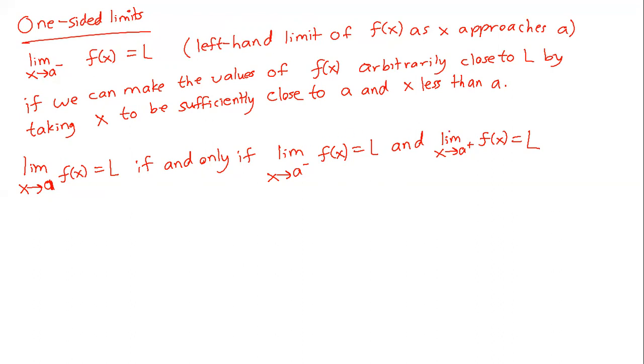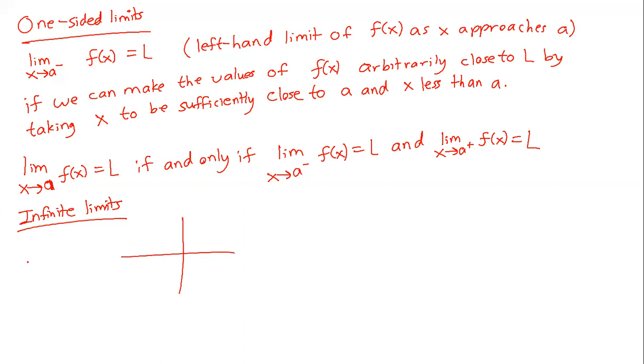Or if both of these are true, the limits on the left and right are equal, and they're both equal to L, then the limit as x goes to a of f of x is L. So that's what this means. You can also have infinite limits when your limit does not actually exist. Then we can talk about the way in which it does not exist using infinity.